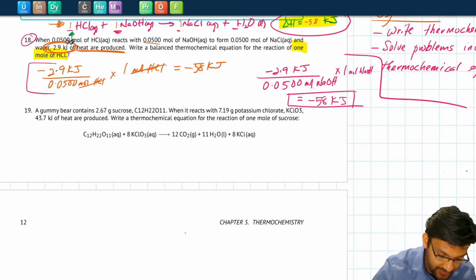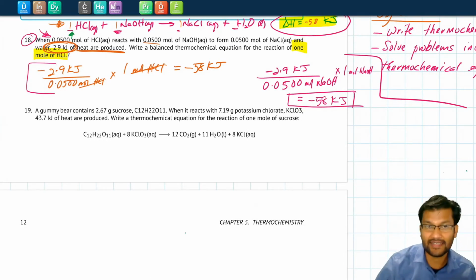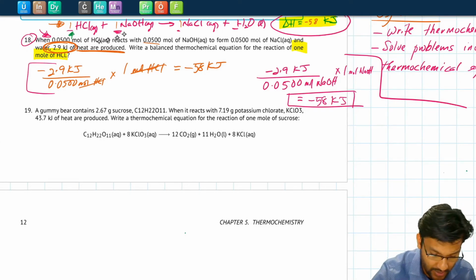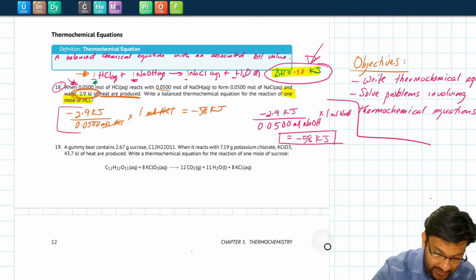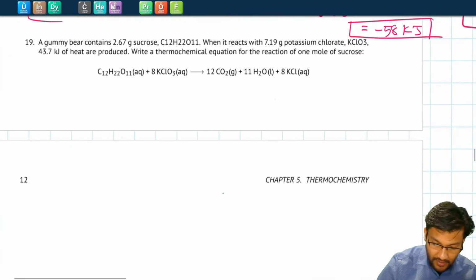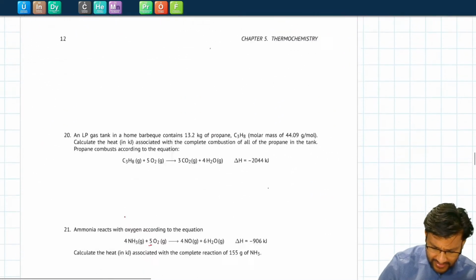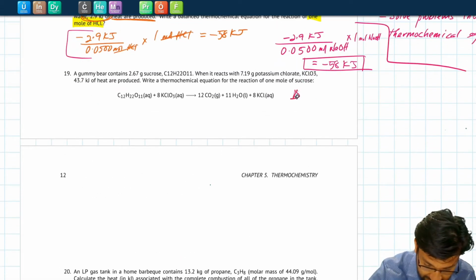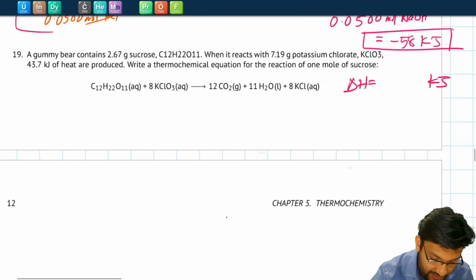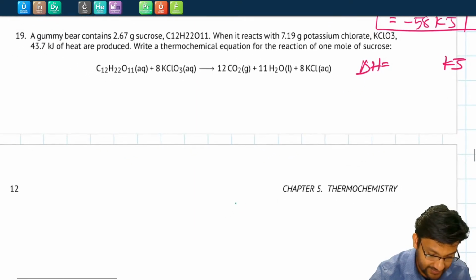Usually they will give you the amount of heat produced for whatever amount of moles they used in the actual reaction, and you just need to find it for one mole. The number of moles of your reactants or products is given by the balanced equation. So if you were to balance this equation differently, then the delta H value would be different. All right, try numbers 19, 20, 21, and 22 by yourself. Remember that the balanced chemical equation will have a delta H value associated with it, usually in kilojoules, and it's for example here, 1 mole of sucrose, or 8 moles of potassium chlorate, or 12 moles of carbon dioxide, and so on. So try to find the delta H for number 19.